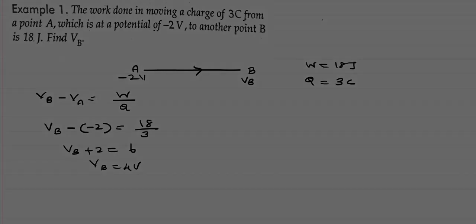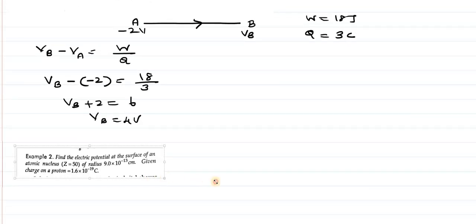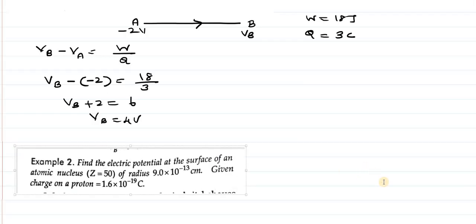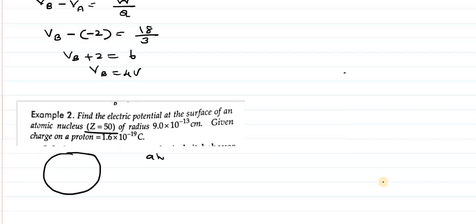Next, I have shared the PDF, so you just take down the example 1, 2 like that only. And just write the date, it will be easy for you. Find the electric potential at the surface of the atomic nucleus given the charge on proton. Very simple, right? Atomic nucleus, what is the charge of that? They have given clearly, right? The atomic number is given. Atomic number represents the number of protons.